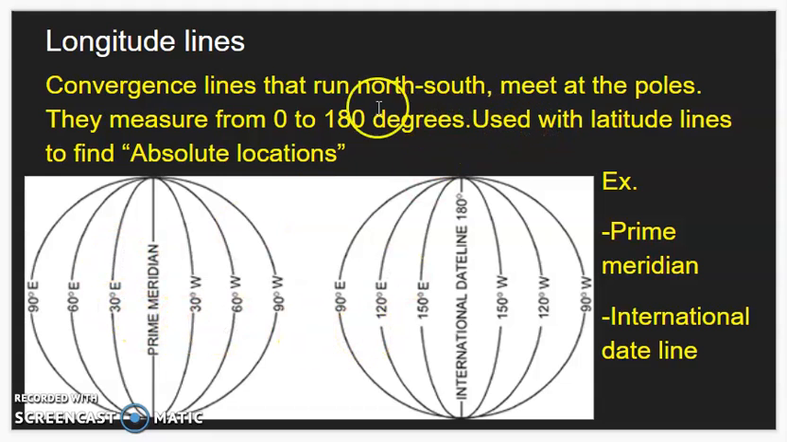When you use longitude lines with latitude lines, the ones we just learned about, you can find absolute locations. They will cross at different parts of the world. Examples of longitude lines that you should know: the prime meridian and the international date line. The prime meridian is going to be at 0. The international date line is at 180 degrees.